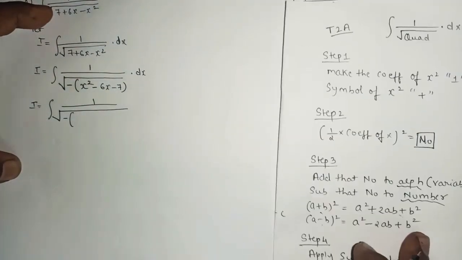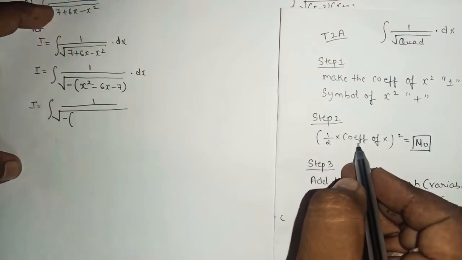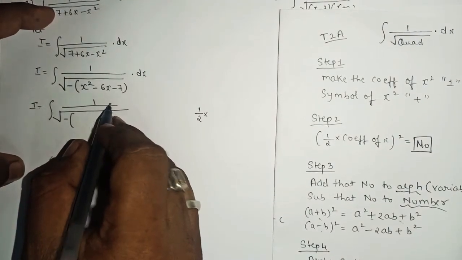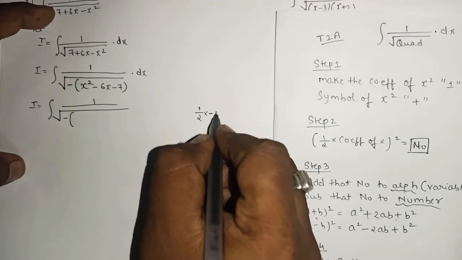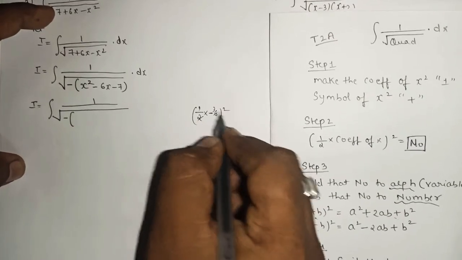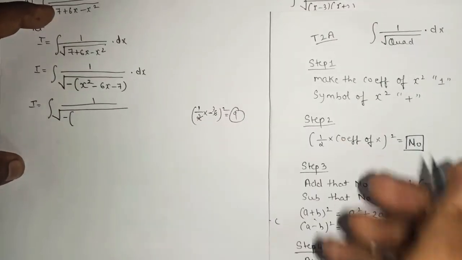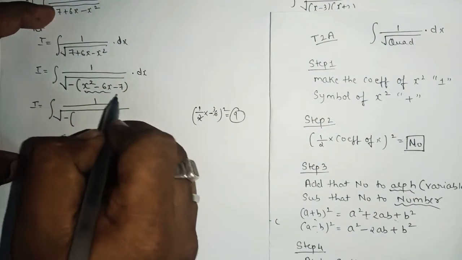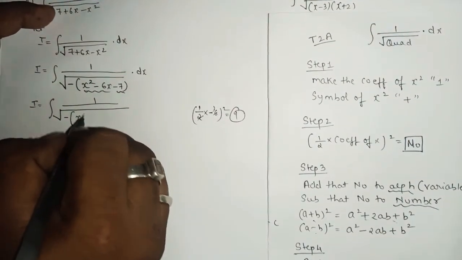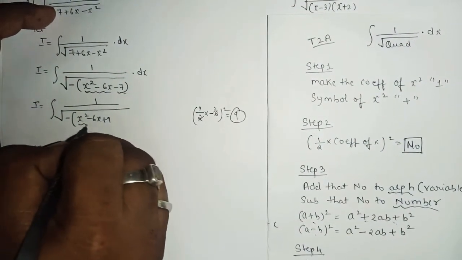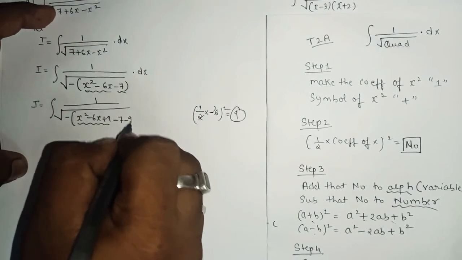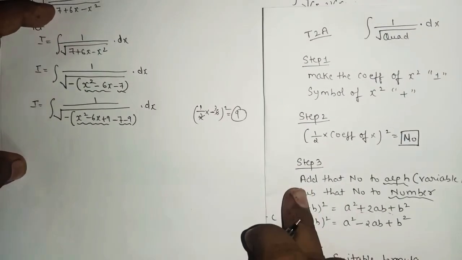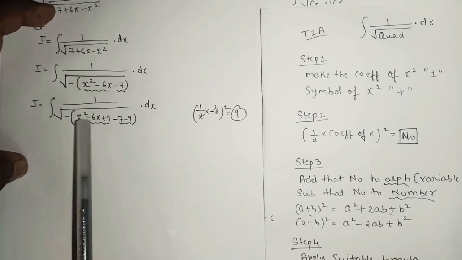Now we have to apply the third term. Second step, what is step number 2? We have to apply the third term formula. So what is the third term formula? That is half into the coefficient of x, the whole square. Here the coefficient of x is minus 6, so half of it is minus 3, and minus 3 square is 9. So here we got 9 as the number. We'll make the pair like this here. We'll add this number to the alphabet, and subtract this number from the number, as it says in step number 3. We have to add that number to the alphabet and subtract that number from the number. That only I did here.